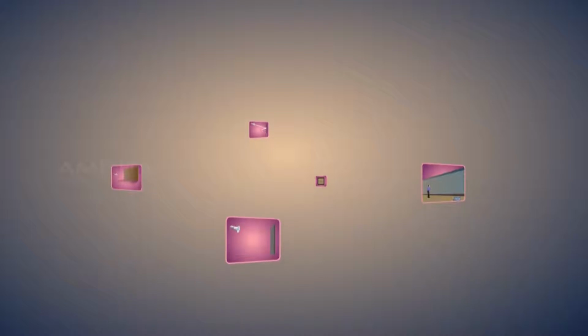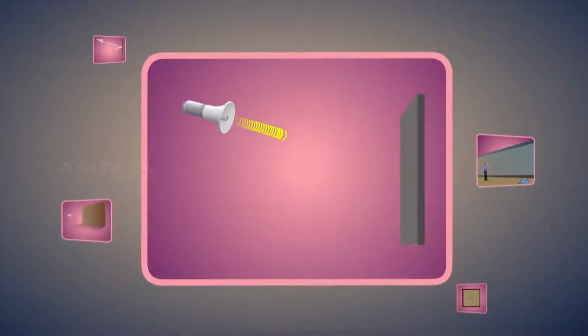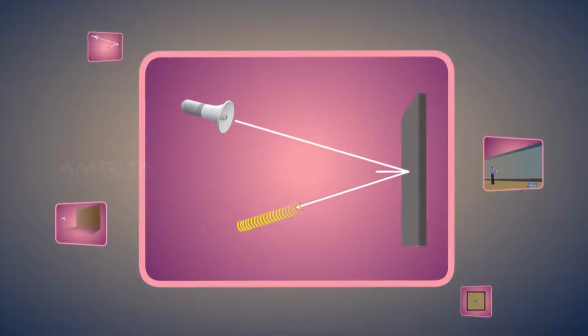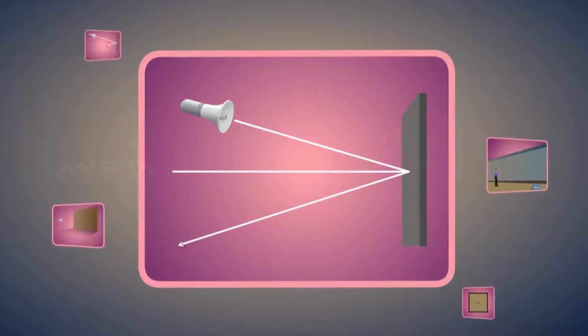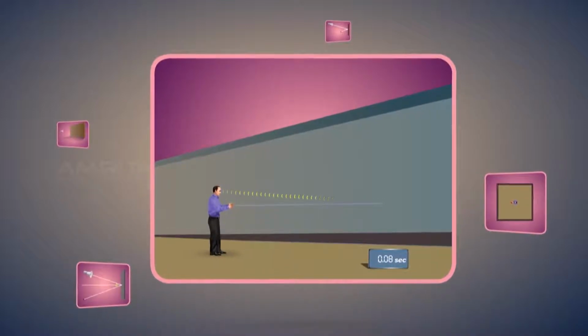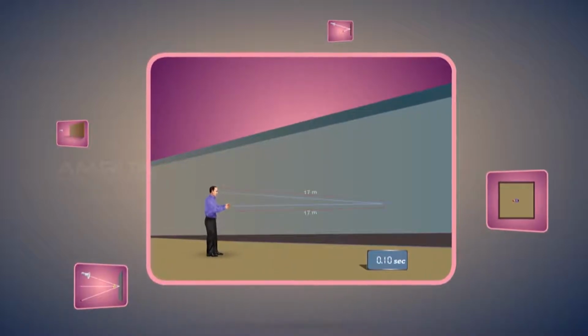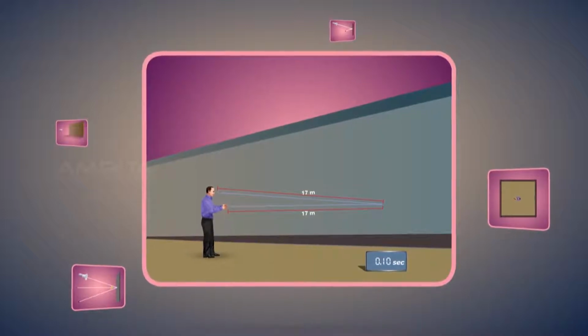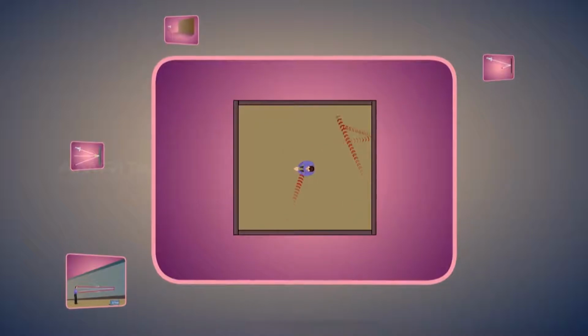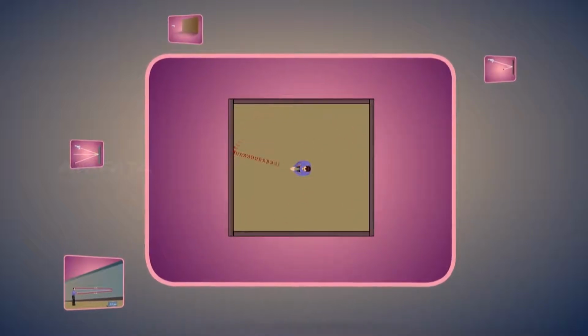Things to remember. The property of sound to bounce back from the surface on which it falls is known as the reflection of sound. Echo is heard only if the minimum distance between the source of sound and the obstacle is 17 meters. Reverberation is multiple reflections of sound after the original sound is produced.